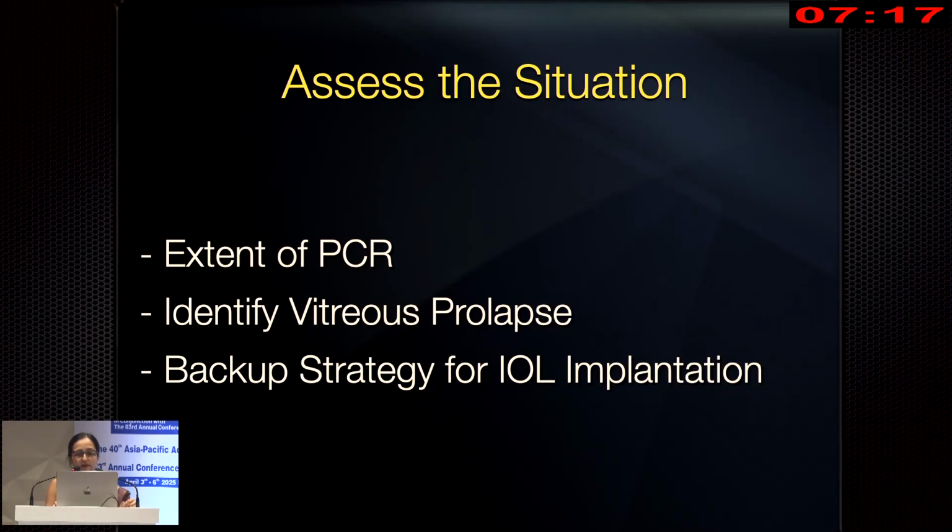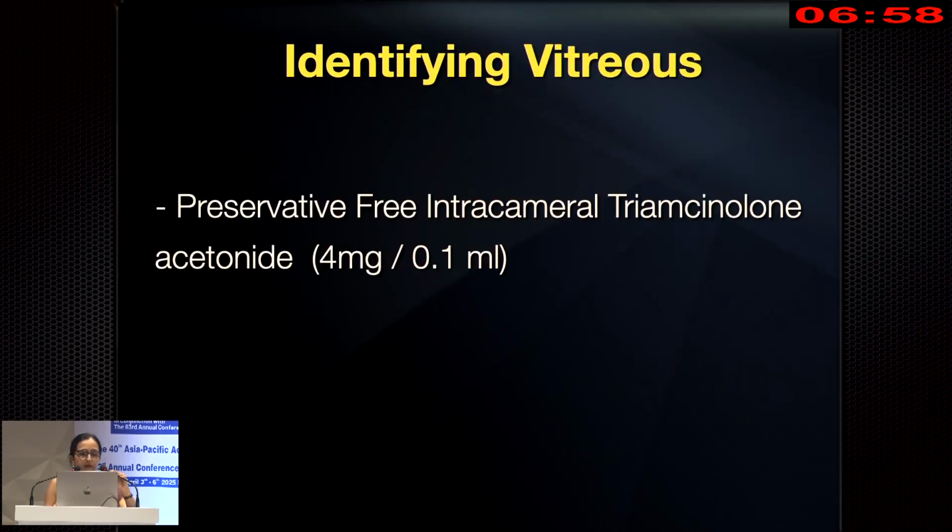We'll go to the next step, which is I think the most important step. See what is the extent of the rupture, whether there is vitreous, and start thinking about a backup strategy. So I always ask my OT assistant at this time to please check, confirm and get in the OR the appropriate 3-piece foldable IOL backup power. And identifying vitreous, I think we all know this by now.